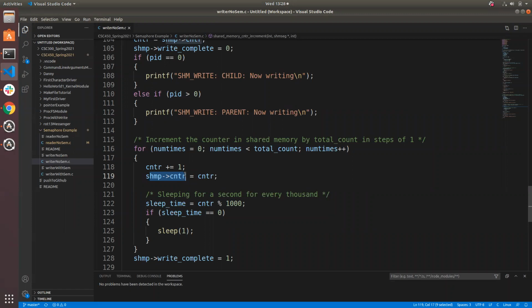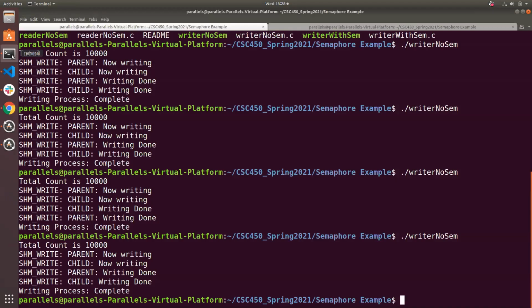Eventually, it does get to 10,000 though, right? Because whoever wrote last will write it to 10,000. So that's why it's always going to be 10,000 on the parent side over here. But realistically, we've changed the value 20,000 times. Is that a fair assessment? We changed that value 20,000 times. Sometimes we overwrote it with the same value, but we did change that variable 20,000 times because both the parent and the child did this 10,000 times.